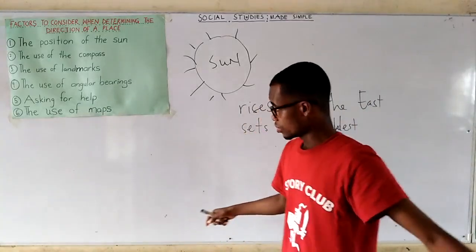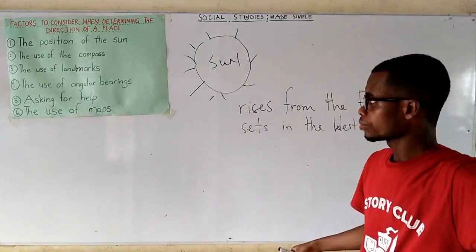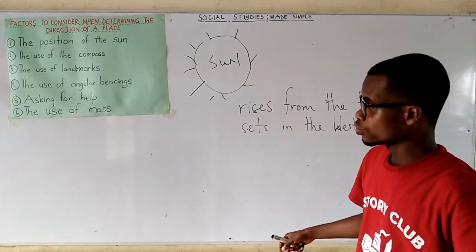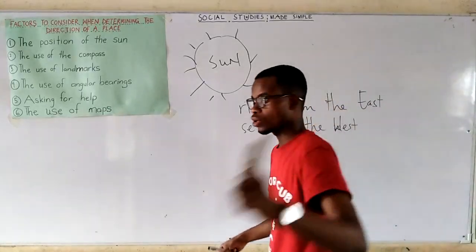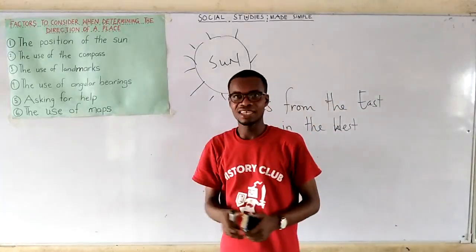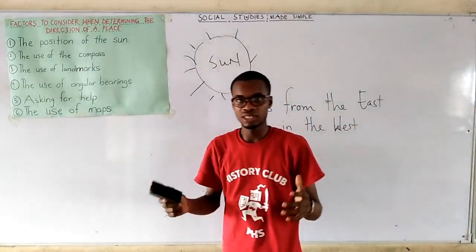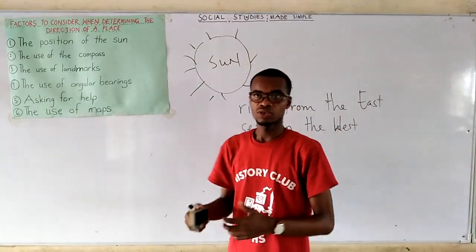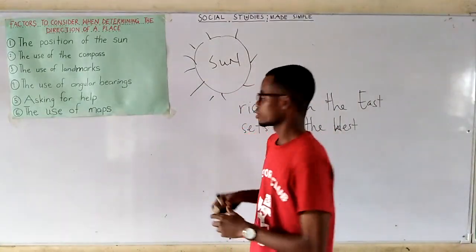Now, someone who can depend on the use of the compass. So we are now looking at the second factor. How will someone depend on or use the compass to identify a place?